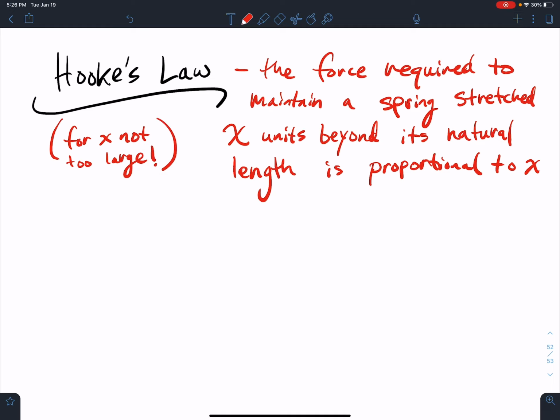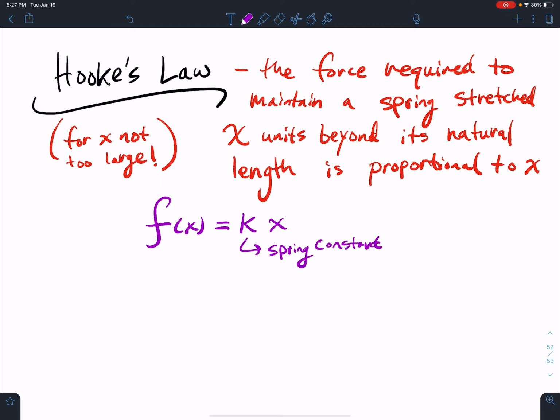All right? So what does this look like? Hooke's law, f of x is equal to kx, where k is known as the spring constant. Now, k is a positive real number, okay? So k is positive and it's an element of the real numbers. So Hooke's law states that the force required to compress or stretch a spring X units from its natural length is proportional to X, okay?